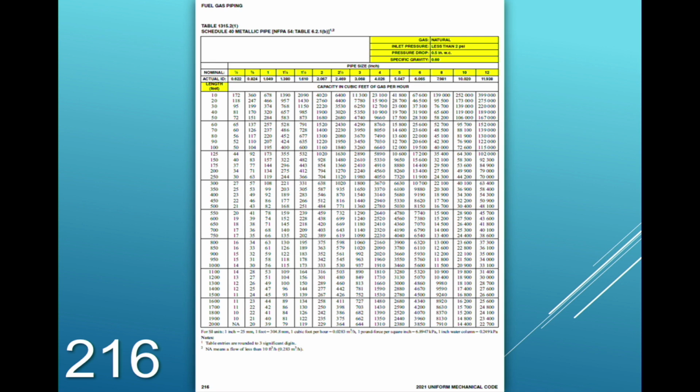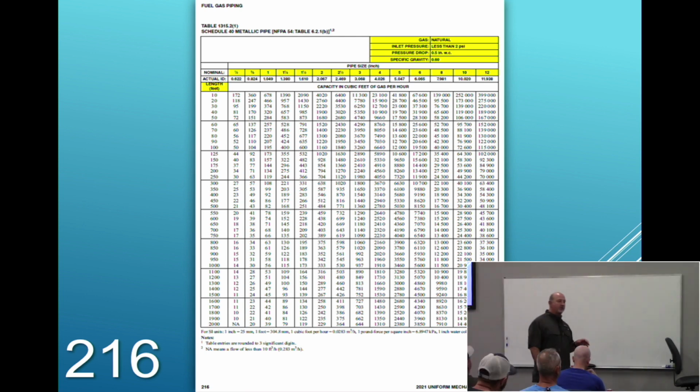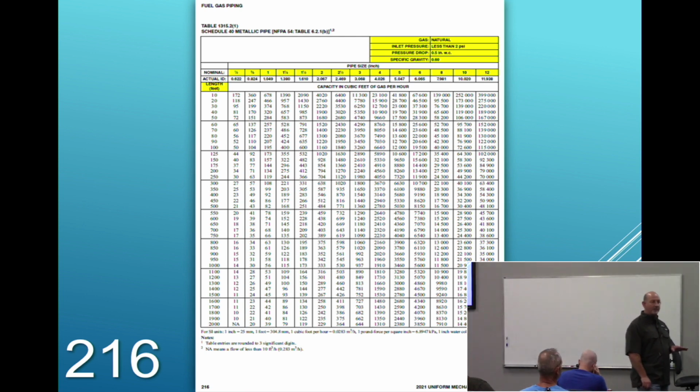Now, real quick, let's look at 217. Just look on page 217. Are you still Schedule 40 metallic? Yep. Are you still natural gas? Yep. Are you still less than 2 psi inlet pressure? Yep. Are you still a 0.5 inch water column? Nope. Do you see the difference between those two?